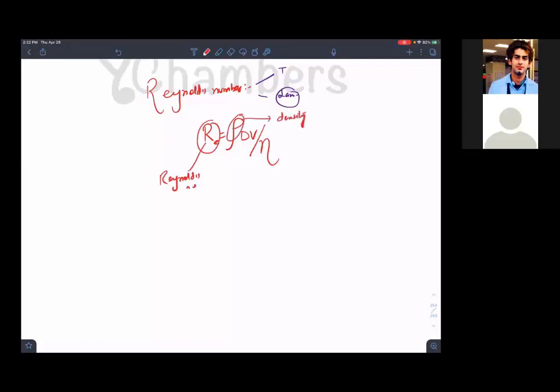Density of what? Density of fluids. Okay. Capital D is the diameter of the vessel. And V is the velocity of flow. Eta is the viscosity. Is it clear?